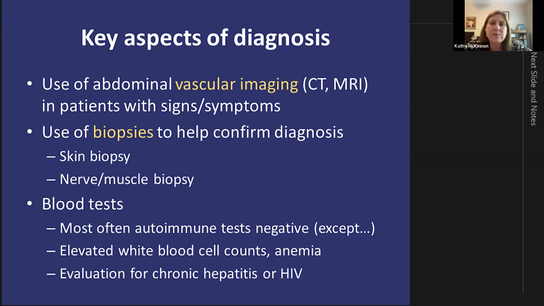And looking at blood counts in general, because of the inflammation in the body, patients can have elevated white blood cell counts, platelet counts, anemia, all things that go along with chronic inflammation. Unfortunately, they're rather nonspecific by themselves, but can point in the direction of this diagnosis.